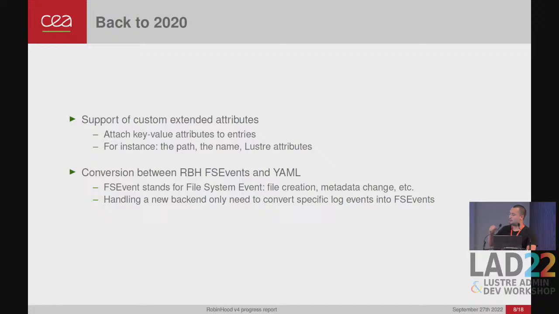pass the information: I got file system events, I need to enrich them with a Lustre enricher, for instance, to retrieve some statx attributes, or new Lustre attributes also, and then update them on the Mongo backend. And also, because this conversion is already developed, to handle a new backend we only need to convert specific logs, so for instance Lustre changelogs, into file system events to be directly digested by the enricher and then upserted into the Mongo database.